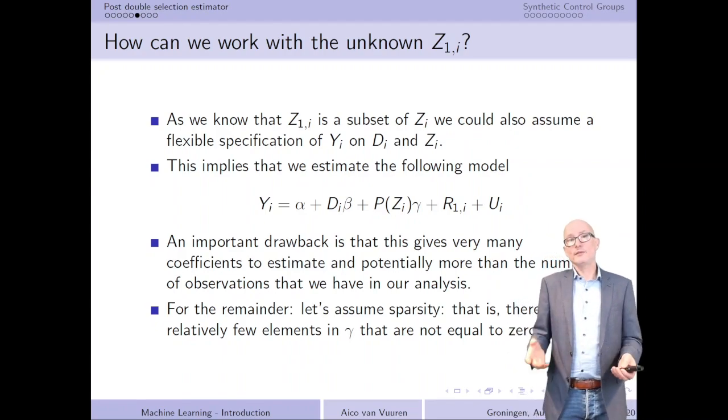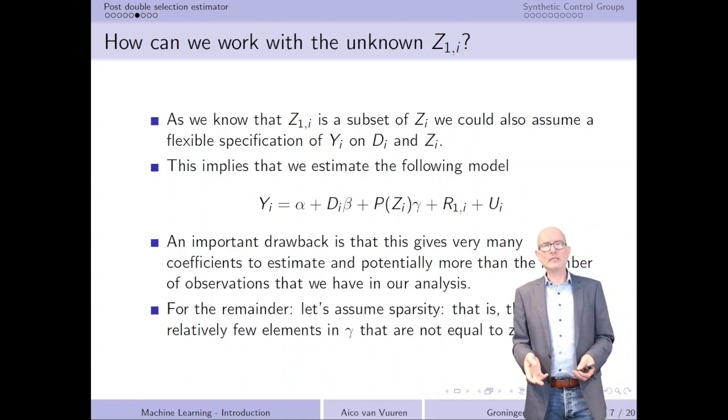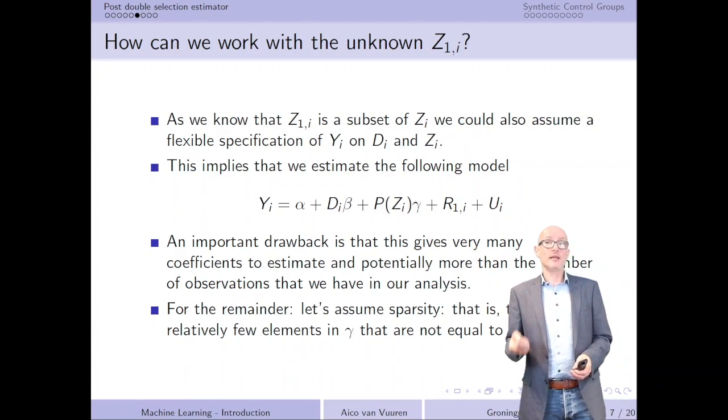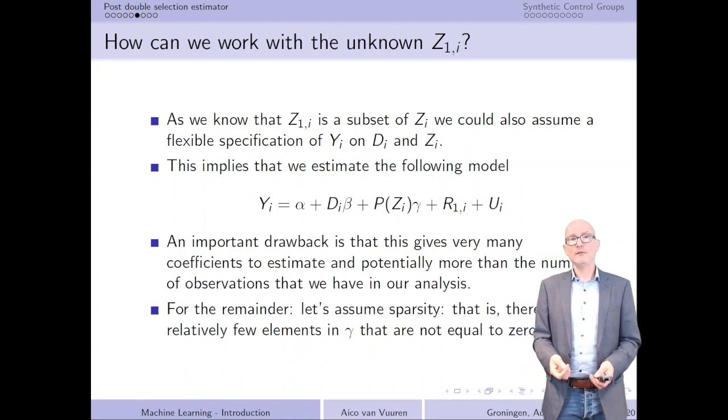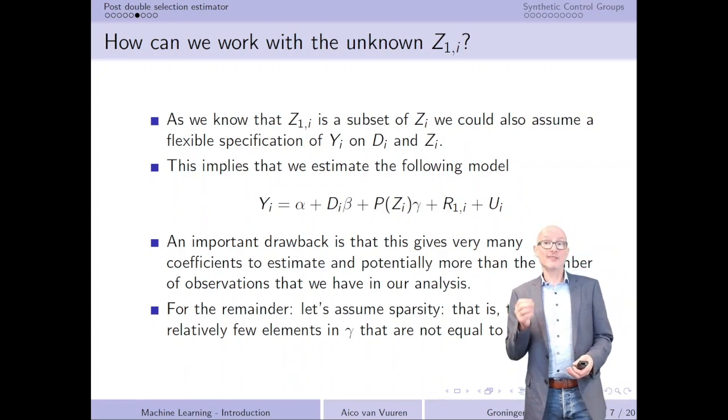And the idea is still the same. But we should realize that as long as, of course, r1i is going to be uncorrelated with di and pzi, then in principle this can be estimated by ordinary least squares, getting, in fact, in principle, consistent estimators of our beta.